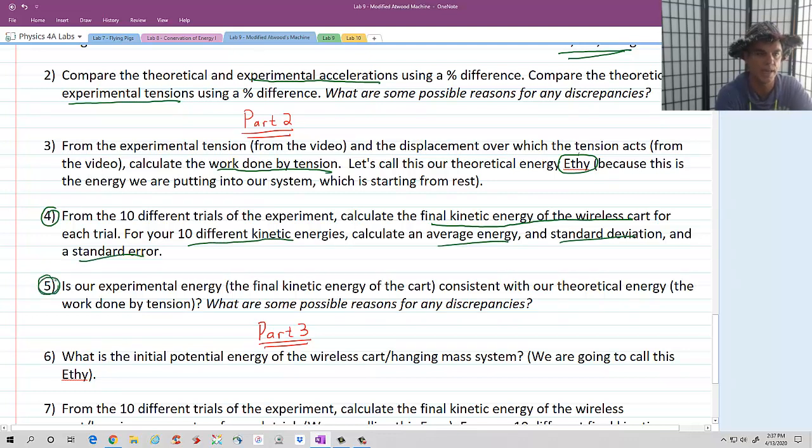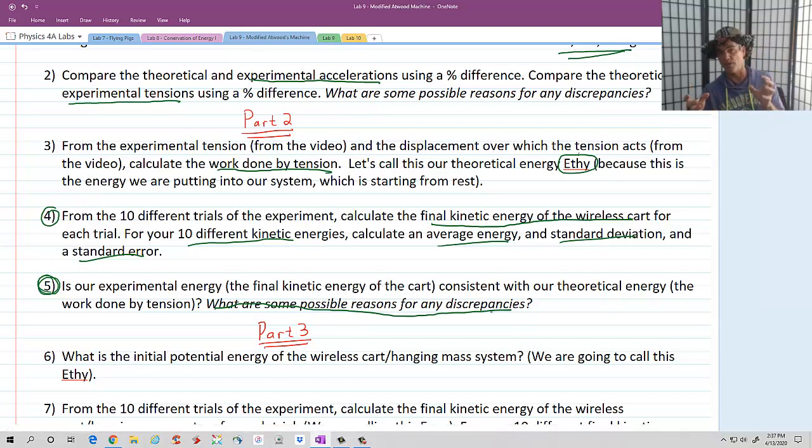And then ultimately answering, is our experimental energy, which is the final kinetic energy of the cart, consistent with our theoretical energy, which we're calling the work done by tension? And then answering, what are some possible reasons for any discrepancies? Again, our test for consistency: does the theoretical value fall within 2 standard errors of our mean value?